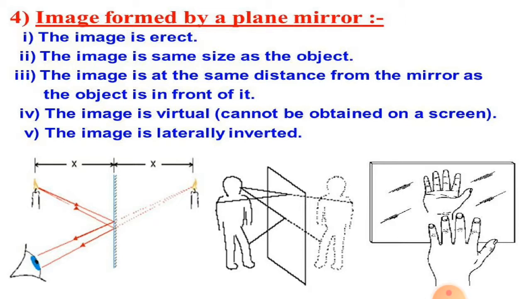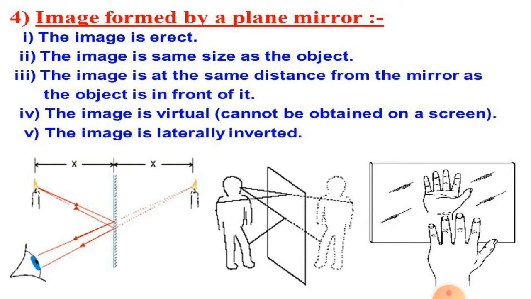And the image that is formed in a plane mirror is a laterally inverted image. For example, suppose there is a mirror in front of you and you are raising your right hand in front of the plane mirror, then you will observe that in the mirror you are raising your left hand. So this side inversion is known as lateral inversion. So the image that is formed in a plane mirror is a laterally inverted image.